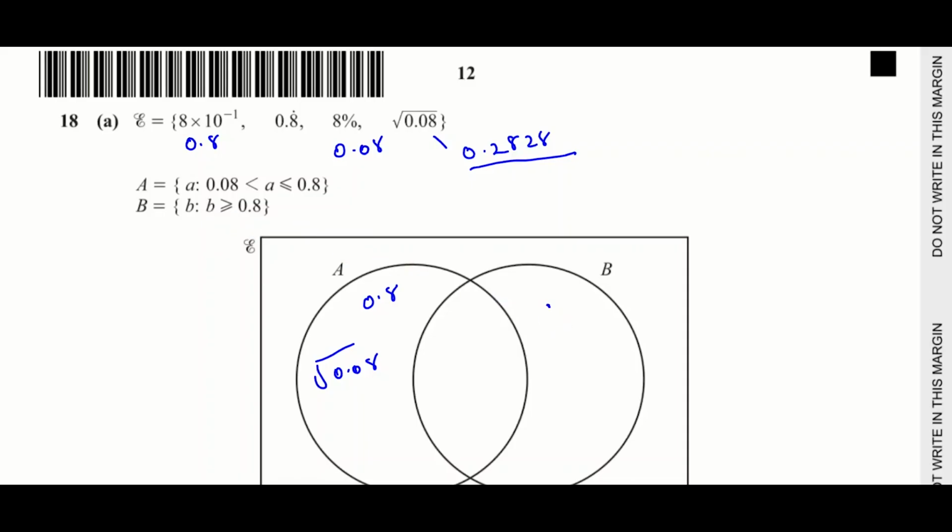So 0.8 rather, 0.8 is also here. Since 0.8 is common, I can just remove this one here, remove this one here, and put it here because it's common to the two sets.